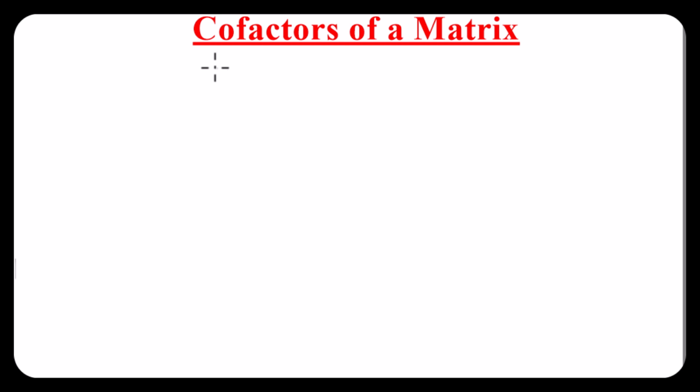Now you should know that before you can find the cofactor of a matrix, you must ensure that the matrix is a square matrix, whether a 2 by 2, a 3 by 3, or so on. Note that you can only find the cofactors of a square matrix. So what does it mean to find the cofactor of a matrix?